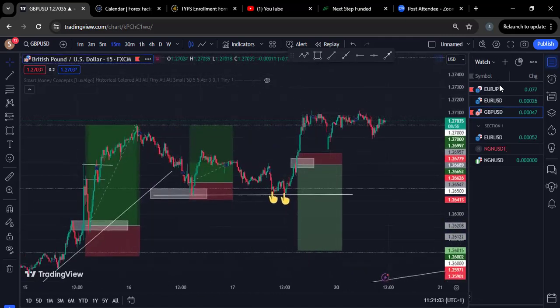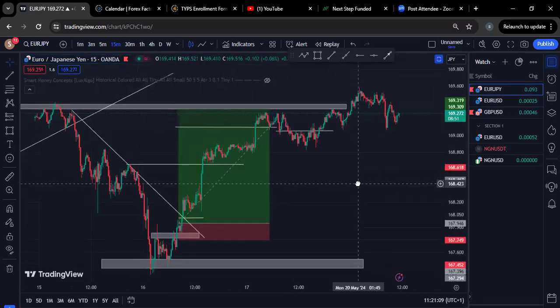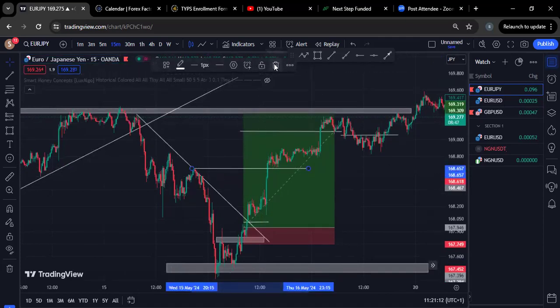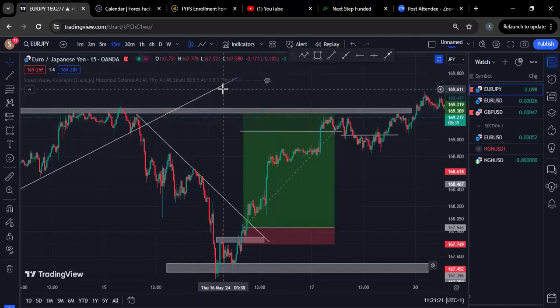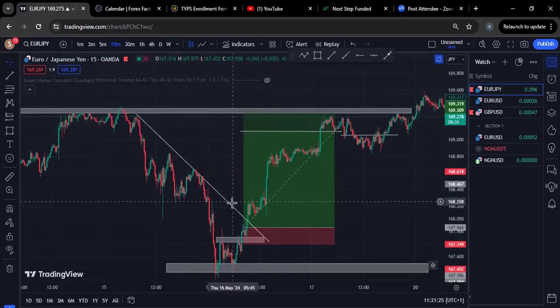GBPUSD, but then let's go to this guy first. EURJPY. Let me remove all of this. Now, all these points, I drew them for my TP. This was where I took my second TP. Let me remove all of them. They're no longer useful. I don't need them again, so I remove them.